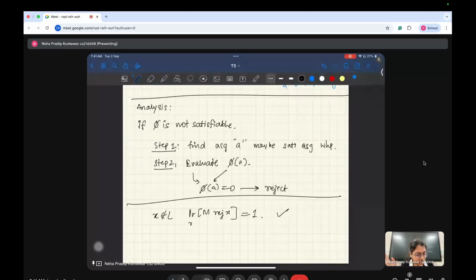Now we also want to ensure that in the process we do not end up affecting the probability in the other case: if x is in the language, that is, if it is indeed satisfiable, then we are going to be correct with a good enough probability. So how do we do that?